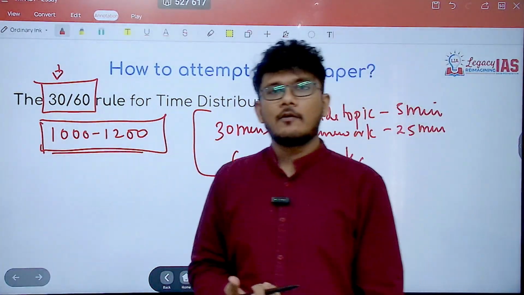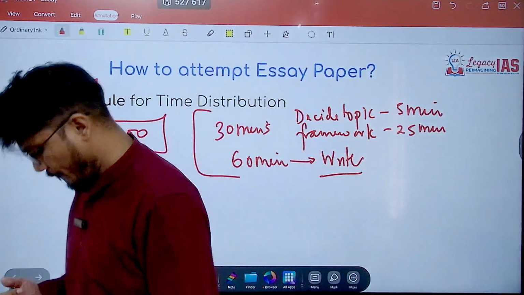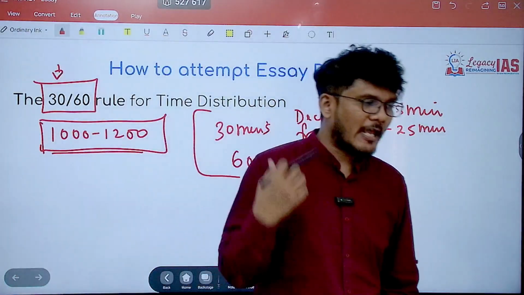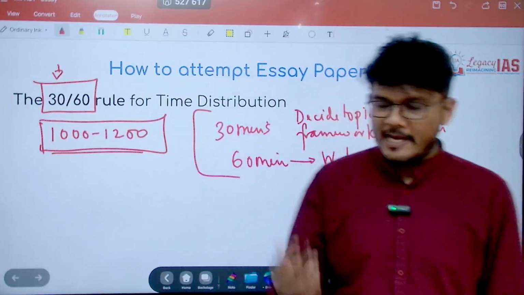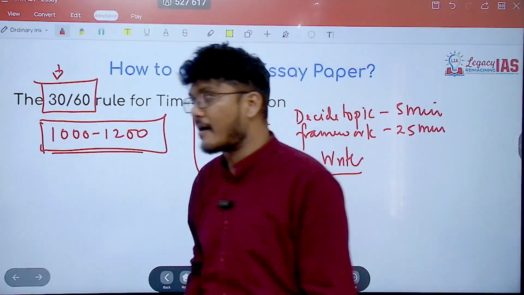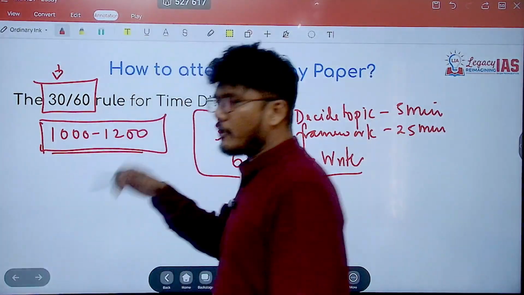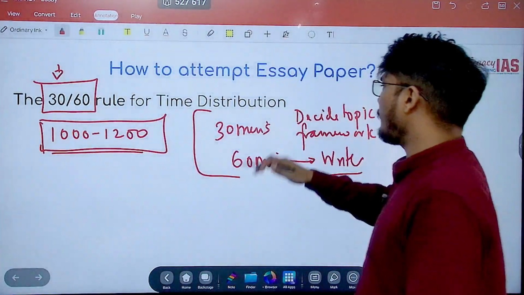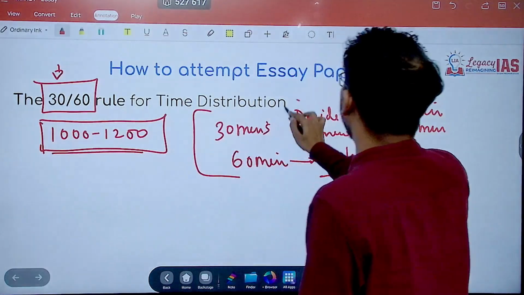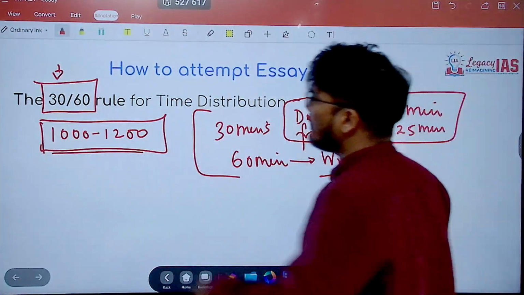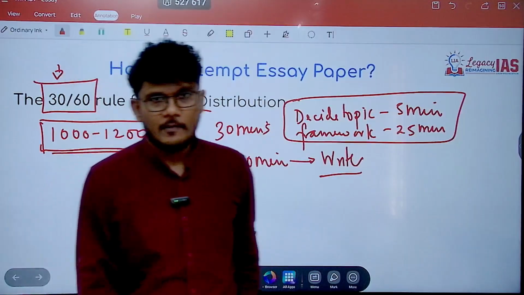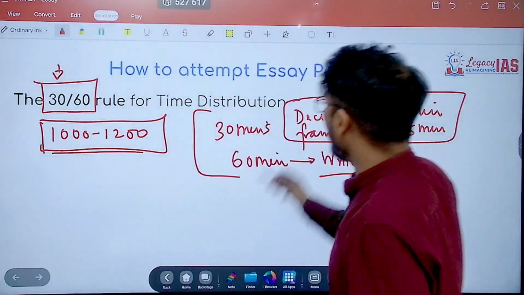So time would not be an issue with respect to speed or word requirement. At the same time, you don't have to think multiple times, because every time you have to read the question, time goes there, think about the structure and then write. All that reading of the question, selection of the topic, making the framework and the structure will be done beforehand. So it is pure writing that you have to do. That is why this should be the time distribution.